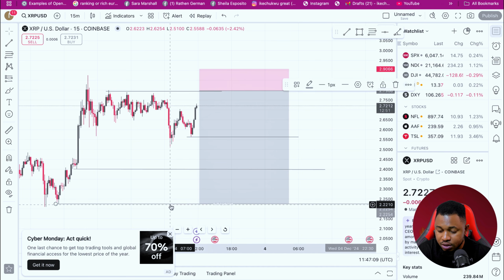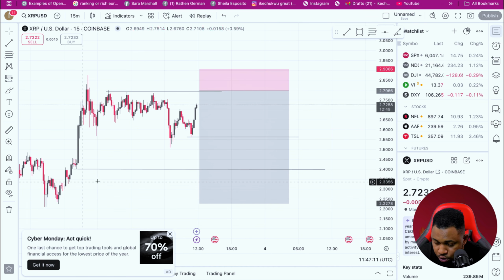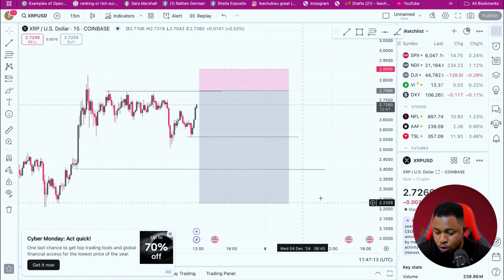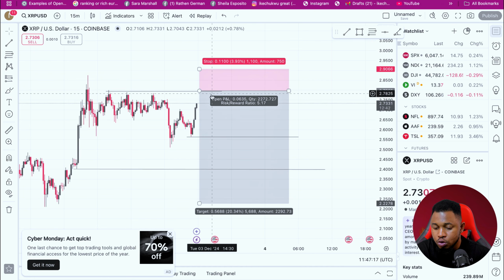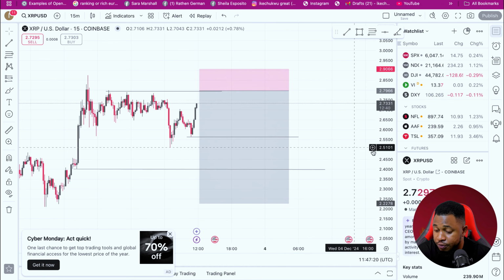Now even if I take out this trend line I actually drew here, you can see it's showing it very well. So it's not because of the line I actually drew here. I only did this because I want to show you take profit 1, take profit 2, and take profit 3.